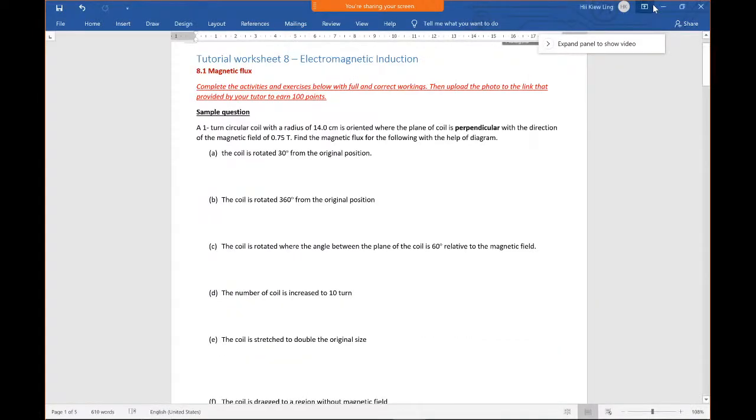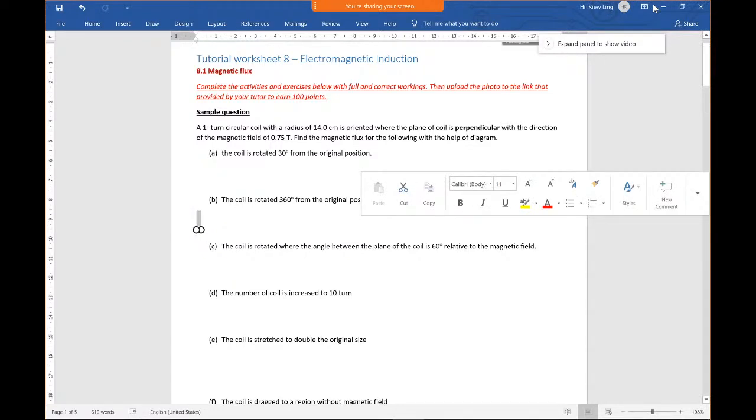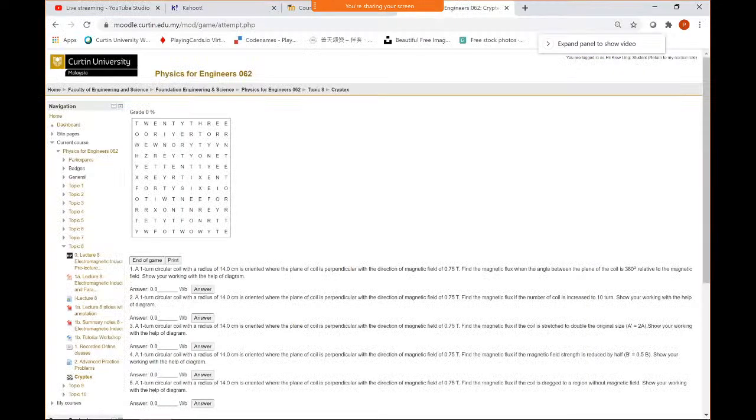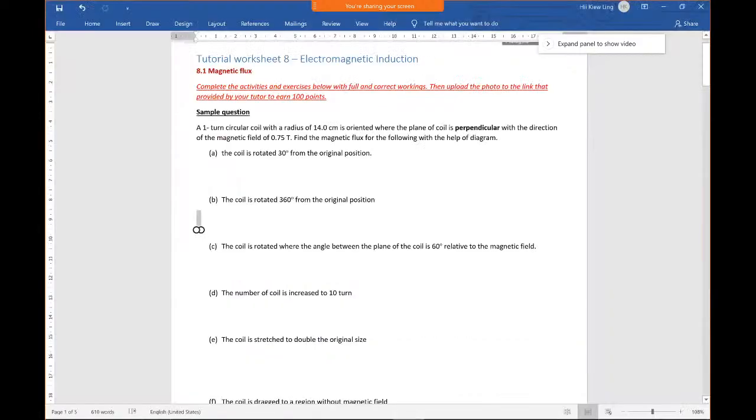Okay, so how do you find the answer inside? Based on the question, look at the question here, and the answer has been given to you in 0.0 something, right? If you look at the answer there, it's 0.0 something Weber.